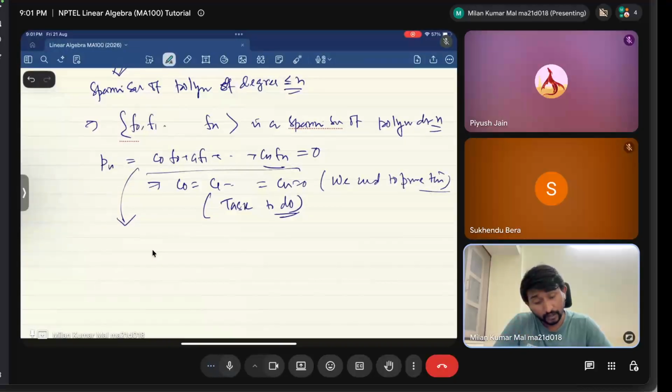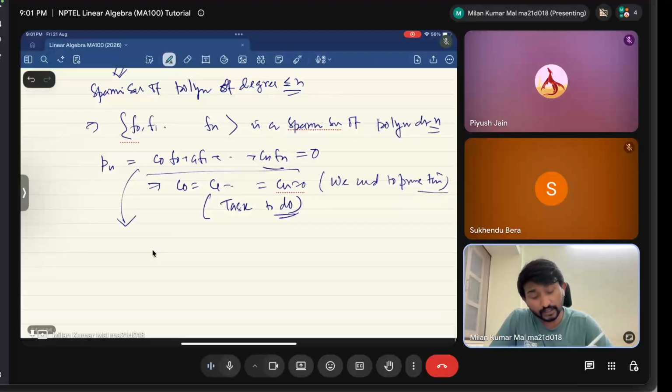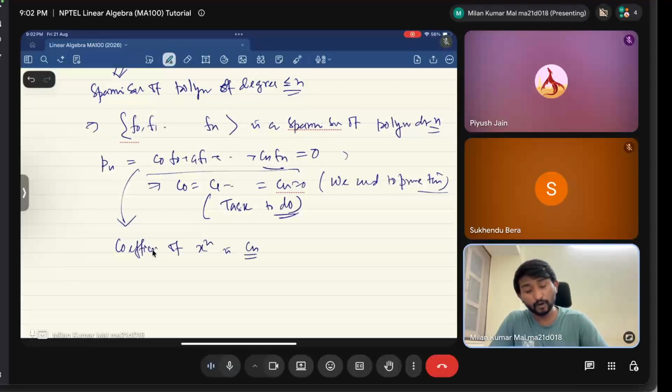Okay, let me explain this. Note that f0 is a monic polynomial, that's the constant 1. F1 is a monic polynomial where the coefficient of x is 1. F2 is a monic polynomial where the coefficient of x square is 1. In this way, Fn is the monic polynomial where the coefficient of x to the power n is 1. So if you consider this polynomial, the coefficient of x to the power n is Cn. But this is the 0 polynomial, so Cn is equal to 0.